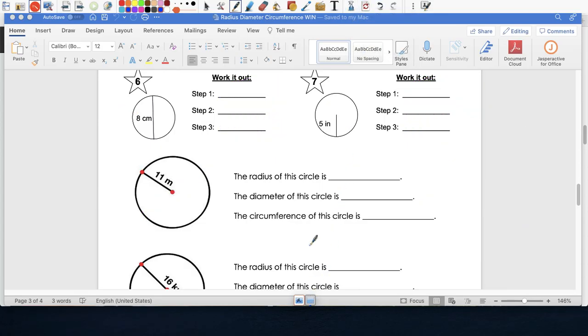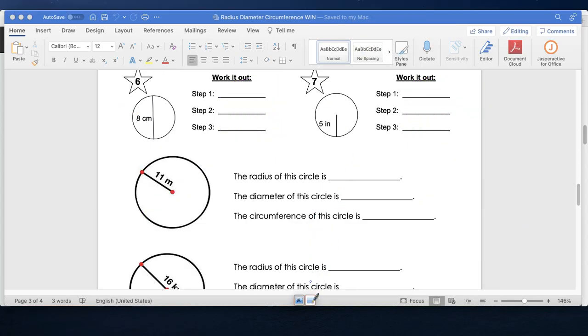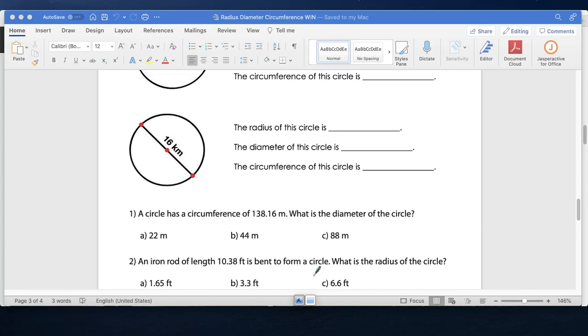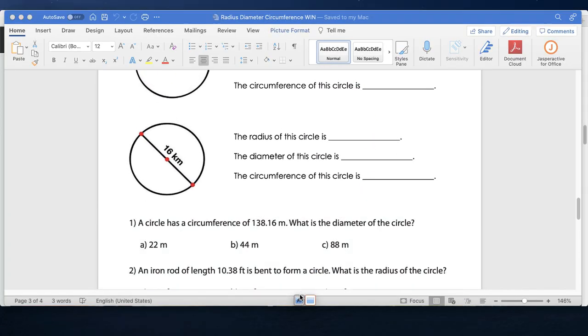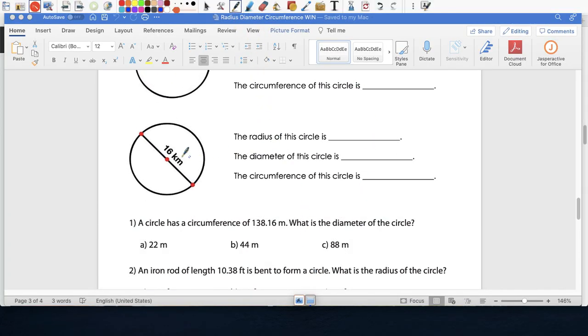Let's go down a little bit more. The radius of the circle. Well, let's see what's given to us. Actually, this line represents the diameter, right? The line that starts on one edge of the circle, goes through the center, goes to the other side. That's called the diameter. So that's 16. What's the radius? The radius is a line that only goes to the center. It doesn't go to the other side, which is always half the diameter. So this is 8. So the radius is 8.